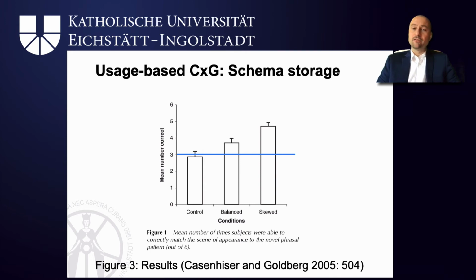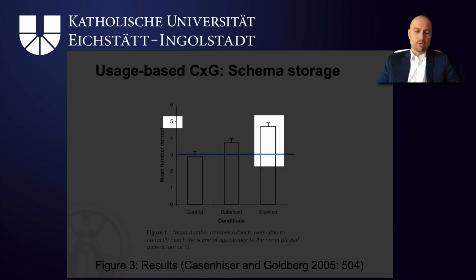And finally, most impressive of it all, is the result of the skewed group. In the skewed group, the children got 5 out of 6 right on average. That means that they must have entrenched the template, because remember, in the short 3-minute training session, they didn't see any of the verbs that they were actually tested on. So they could only get it right if they had the schema entrenched.